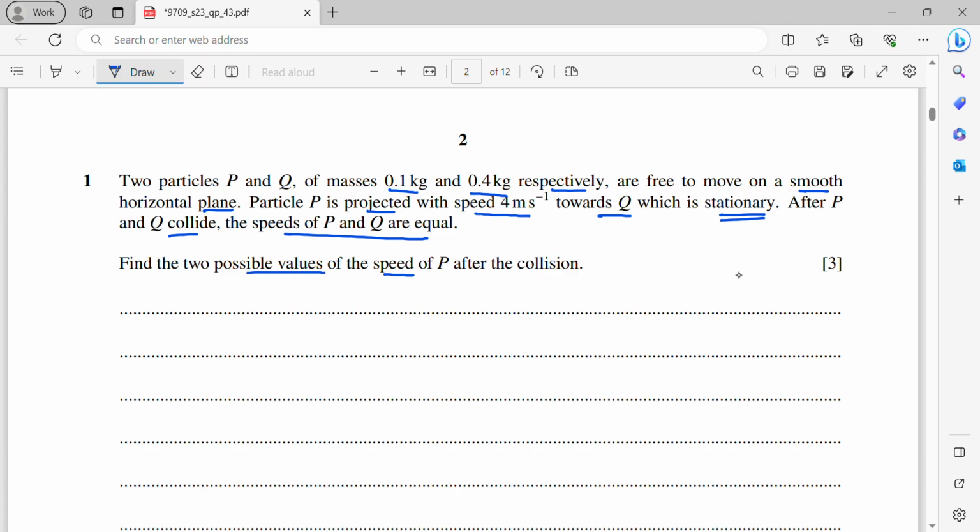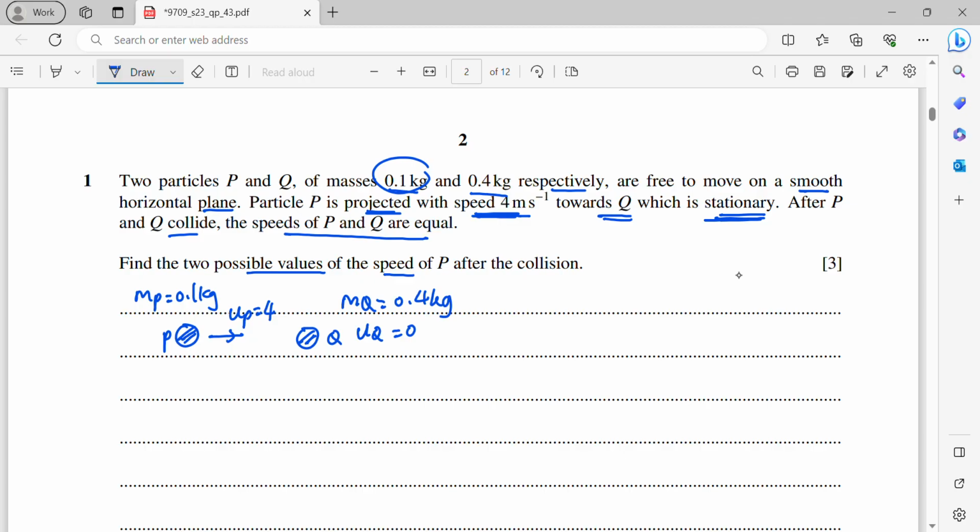Okay, so from here I can just draw this diagram. Let's say this is P and this is Q. It's mentioned that MP is 0.1 kg. Then MQ is 0.4 kilograms. Now, P is projected with speed 4 meters per second towards Q. That means UP is 4. And Q is stationary, meaning that UQ equals 0. This is the diagram for before collision.